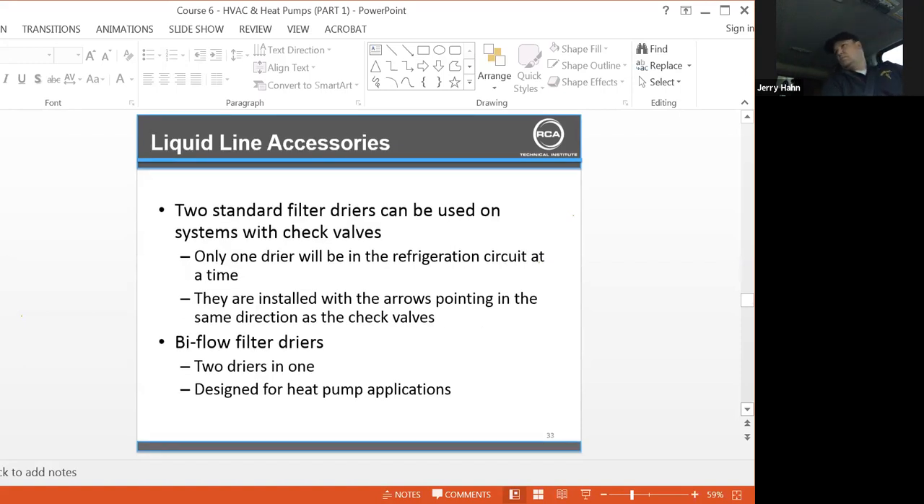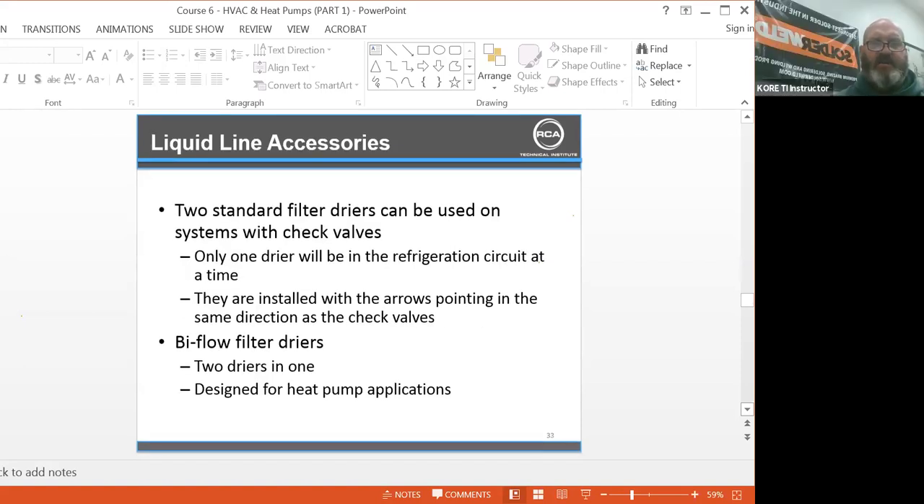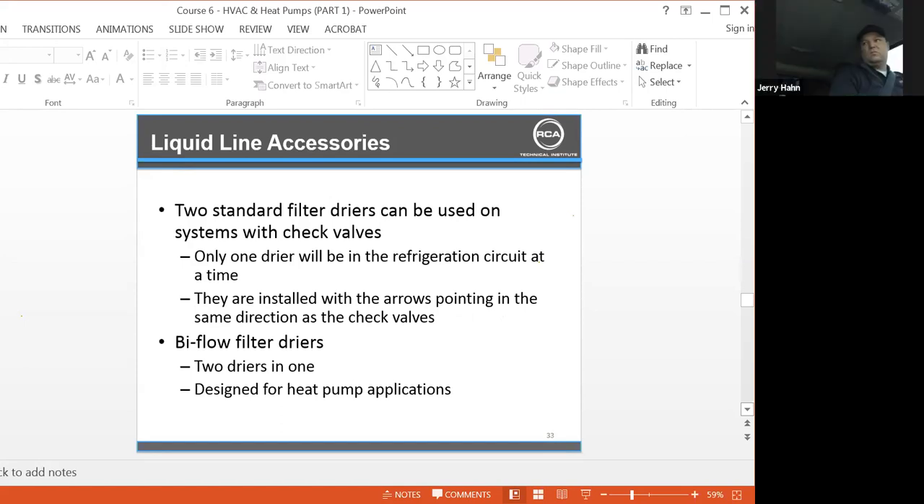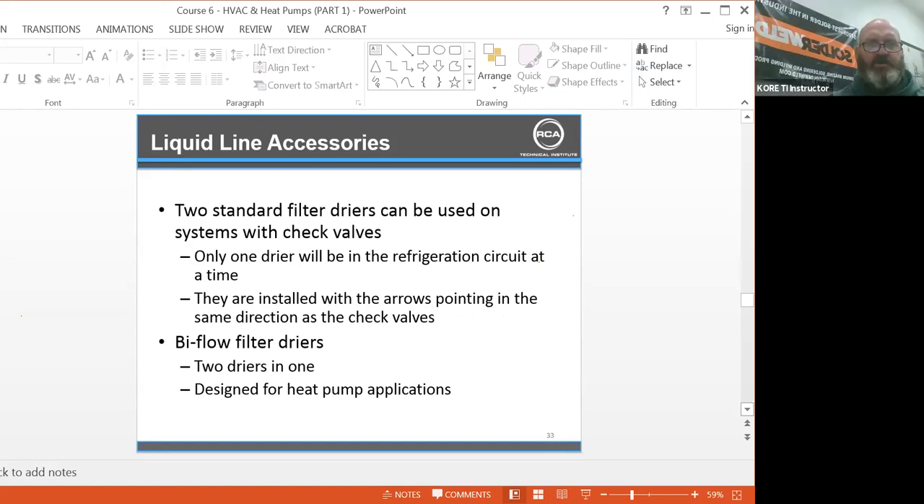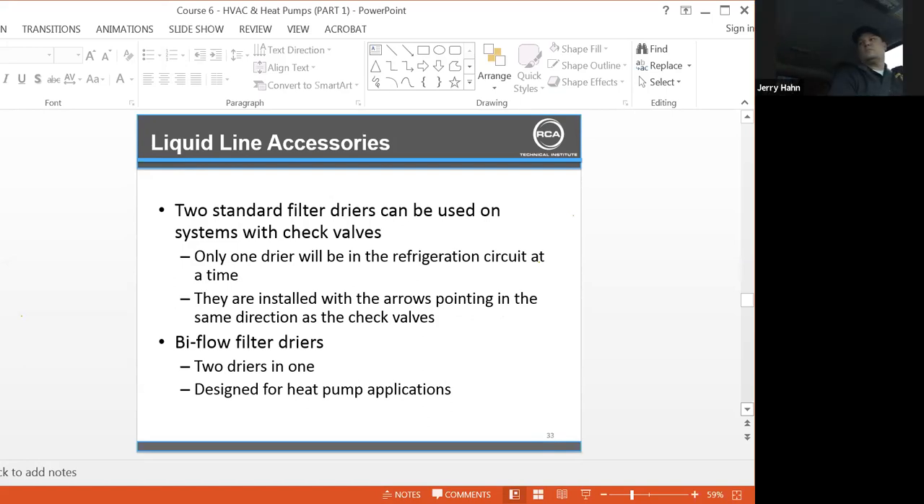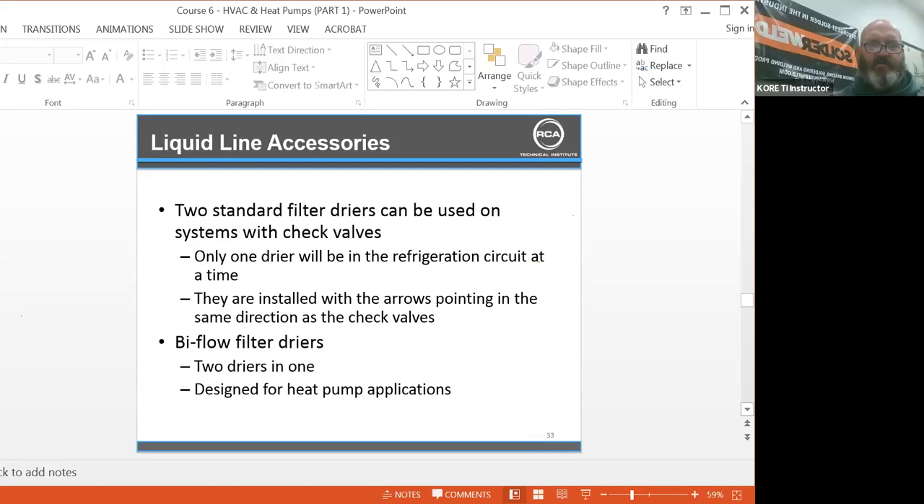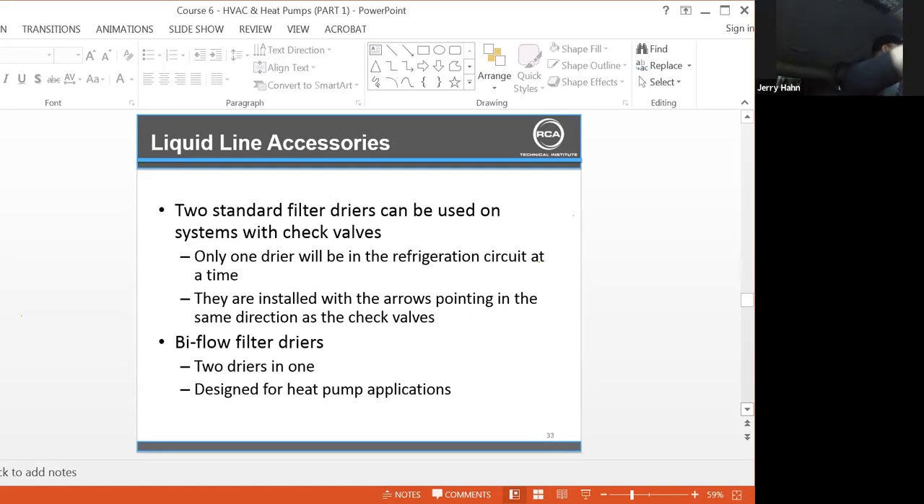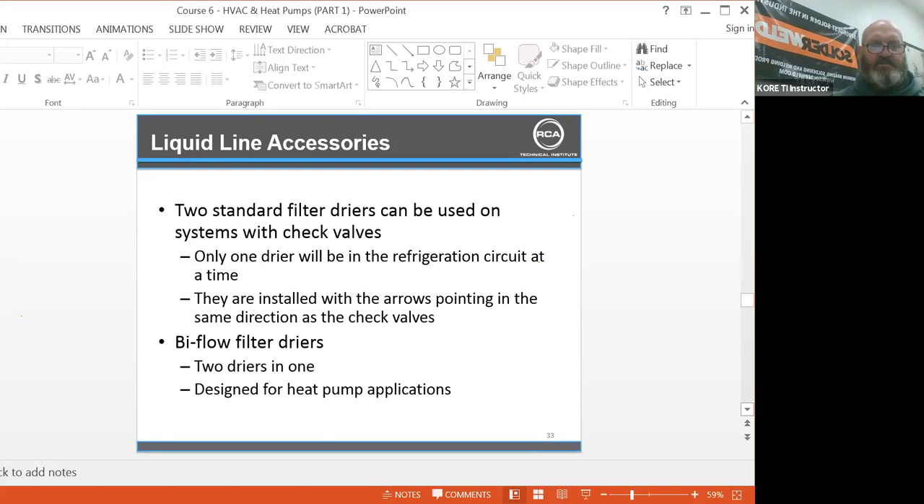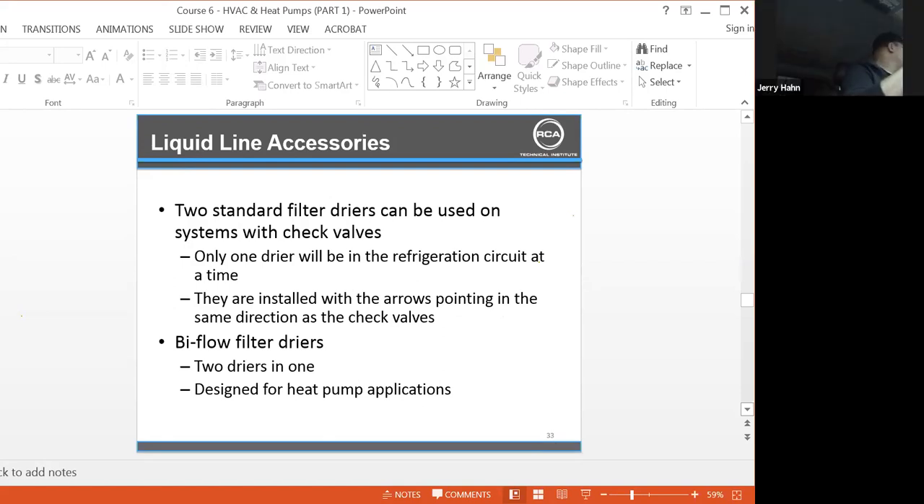With liquid line accessories, 2 standard filter dryers can be used on a system with check valves. Only one dryer will be in the refrigeration circuit at a time. They are installed with arrows pointing in the same direction as the check valves. Make sure you look at the arrows. Bi-flow filter dryers, there's 2 dryers in one, designed for heat pump applications.